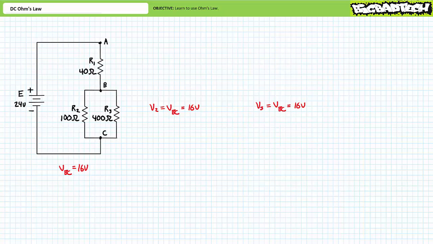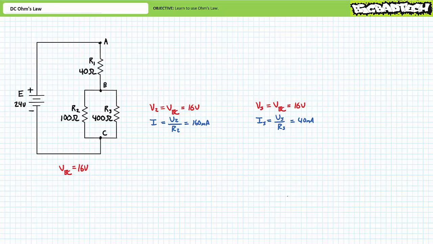Consider resistor R2 from node B to C. We know resistance and we know voltage. Current is equal to voltage over resistance. An application of Ohm's Law demonstrates current through resistor 2, I2, is 160 milliamperes. Consider resistor 3, also from node B to C. We know resistance and we know voltage. Current is equal to voltage over resistance. An application of Ohm's Law demonstrates current through resistor 3 is 40 milliamperes.